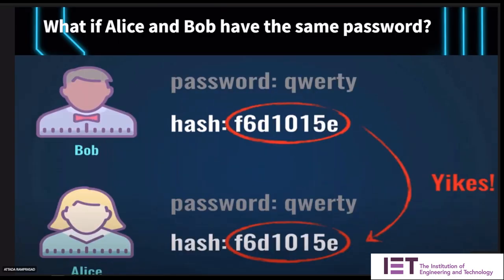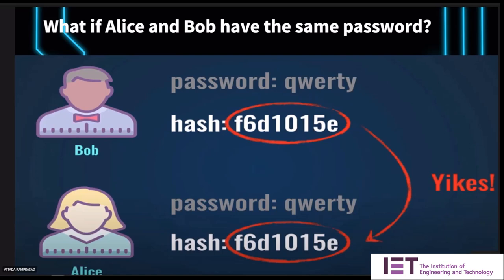Let us now analyze what will happen if two candidates, Alice and Bob, have the same password. If their passwords are the same, then the corresponding hashes of the password will also be the same. So when a hacker cracks one password, he will know the other passwords too. Now you might be thinking it's not a big deal, because it's very unlikely that the same passwords exist. But think again, it seems to be possible.